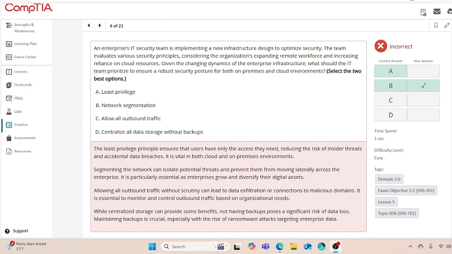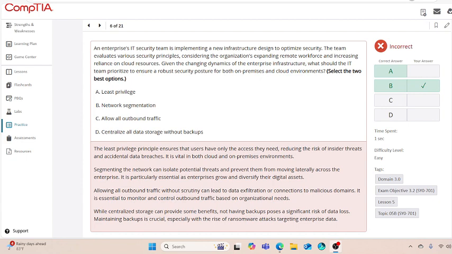An enterprise's IT security team is implementing a new infrastructure designed to optimize security. The team evaluates various security principles considering the organization's expanding remote workforce and increasing reliance on cloud resources. Given the changing dynamics of the enterprise infrastructure, what should the IT team prioritize to ensure a robust security posture for both on-premises and cloud environments? Least privilege and network segmentation.